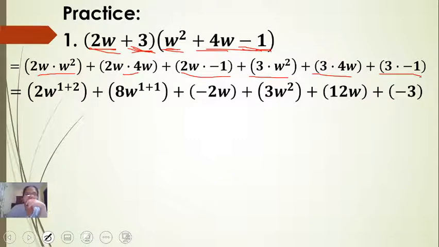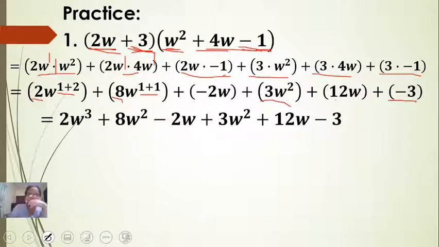Then simplify further. So add the exponents. There's an invisible 1 there. So that's 2 times 1 in here, so that will give us 2. 1 plus 2. And then 2 times 4, that will give us 8. So 1 plus 1. 2 times negative 1 will give us negative 2. Copy w as a coefficient. 3 times w squared is 3w squared. 3 times 4, that's 12. Copy w. 3 times negative 1 is negative 3. Simplify further. That will give us 2w cubed, 8w squared minus 2w plus 3w squared plus 12w minus 3.